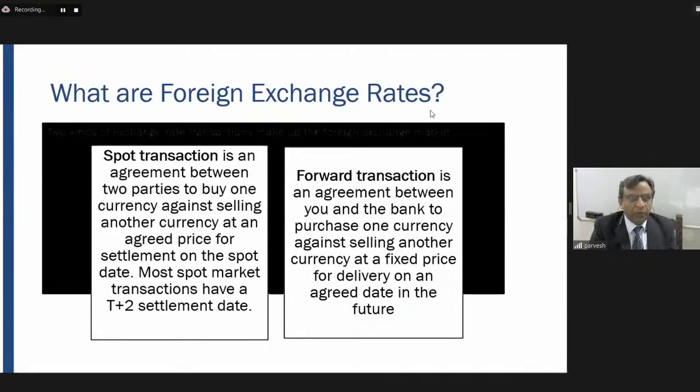The basic purpose of the forward transaction is to book our foreign currency rate in advance, so that we are not exposed to the risk of volatility of foreign currency rates, which keep changing. Sometimes we may lose, sometimes we may gain. To avoid that, we enter into a forward transaction, and it's called hedging here. A forward transaction is an agreement between you and the bank to purchase one currency against selling another currency at a fixed price for delivery on an agreed date in the future. So basically, the rate is decided today itself, and the delivery and payment happen on a future date.